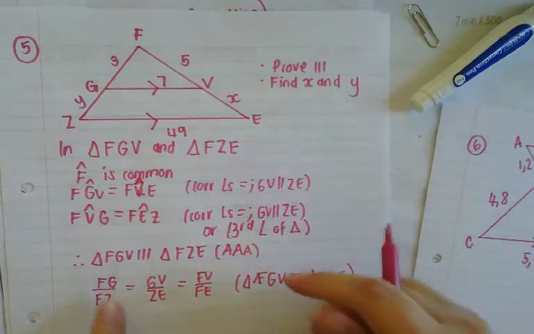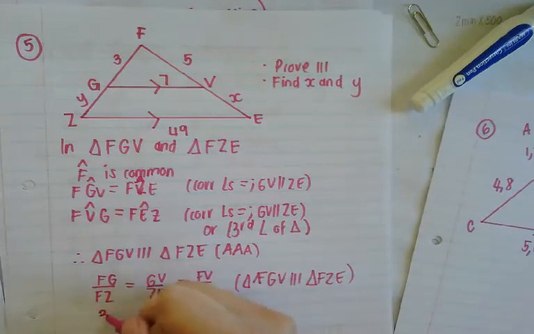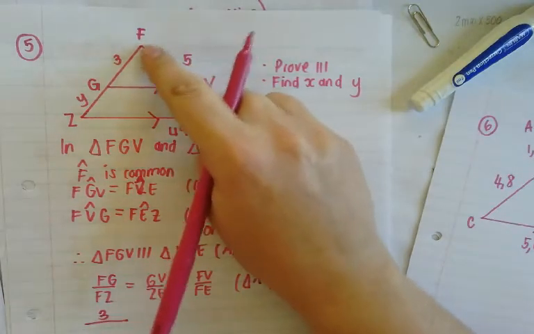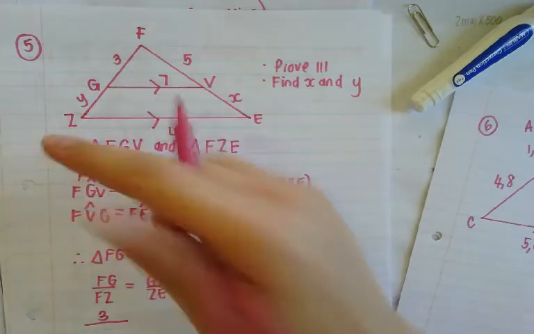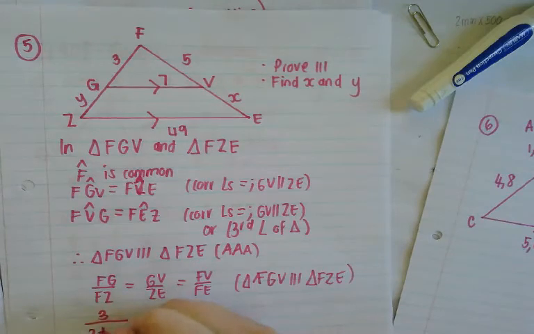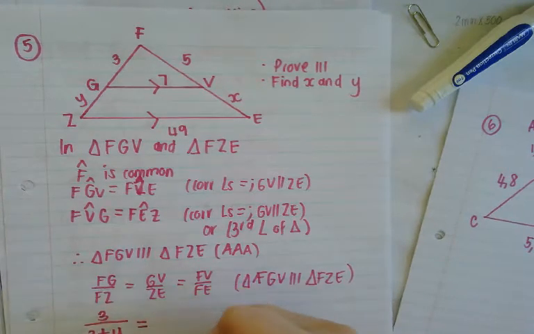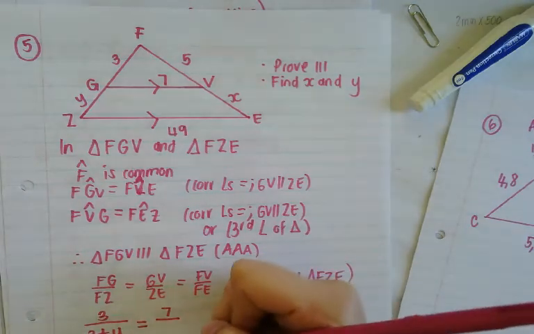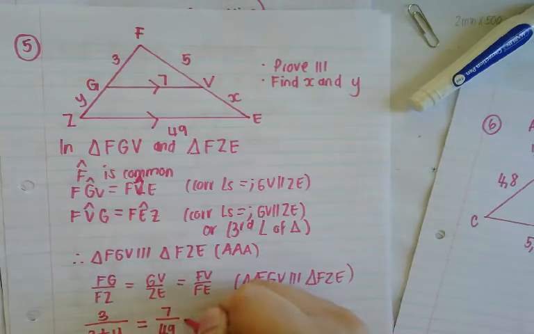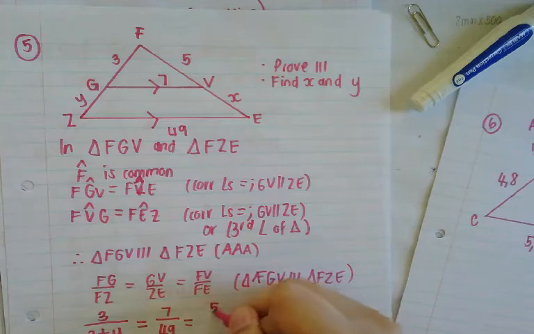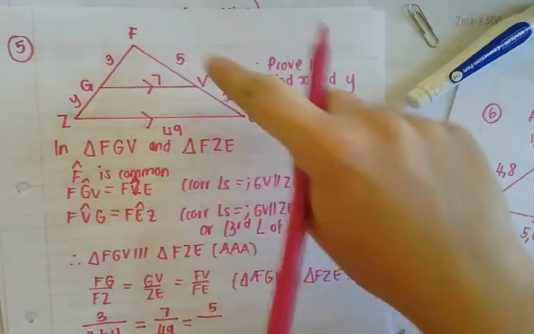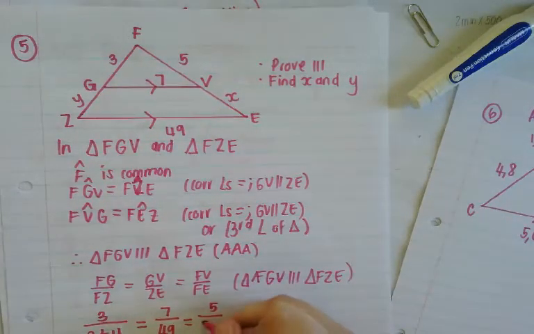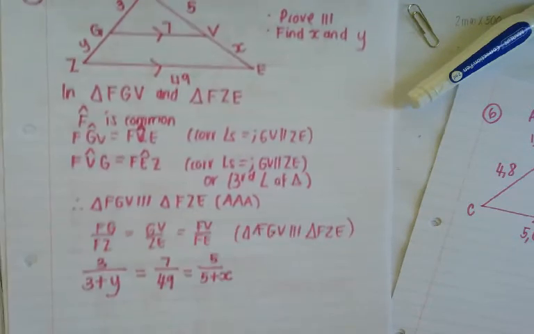I know that FG is 3. FZ is 3 plus Y, the full length of that line. GV is 7. ZE is 49, FV is 5, and FE, the full length, would be 5 plus X. Any troubles, grade 9s? Fantastic.